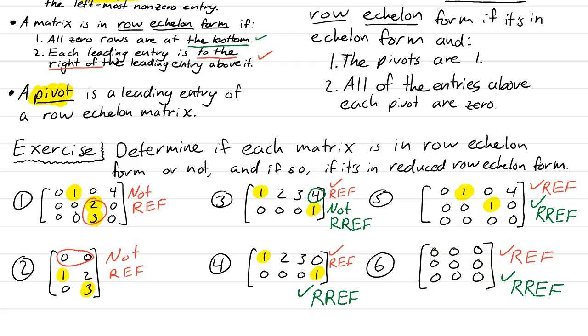Number 6 here might be a little controversial, and you might be thinking, well, it doesn't have any leading entries anywhere, and you're right, it doesn't. But you can say anything you want about the leading entries when there are none. That's kind of a convention in math: if there are no leading entries here, any statement you make about them is automatically true, and we call that vacuously true. So yeah, this is a weird example that is actually row echelon form and is reduced row echelon form.